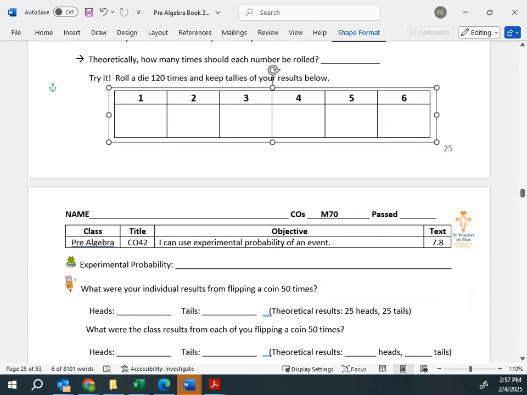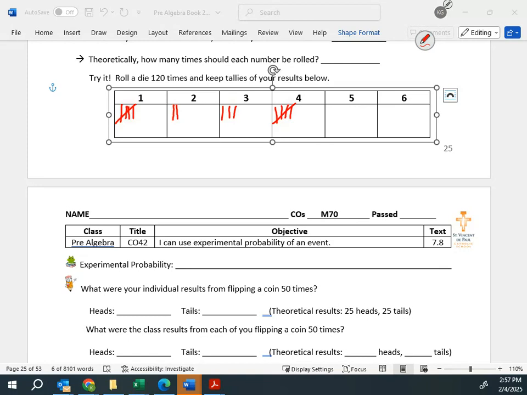Then you're going to use your dice, and you're going to roll that dice, and same thing, you're going to record which number you are rolling. This one, it really matters. We are rolling that dice 120 times. Really pay attention to how you're putting your marks on here, and make sure that you've got those groups of 5, because it will be easier to count when we have groups of 5.